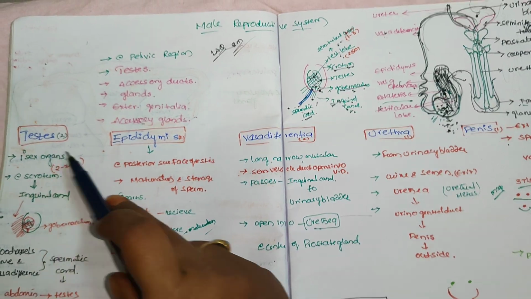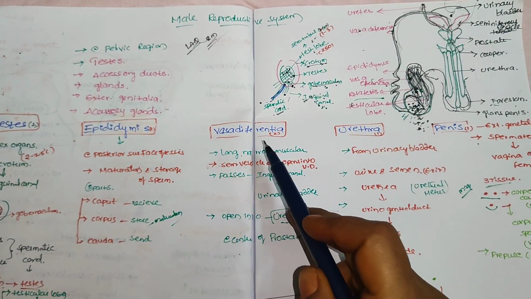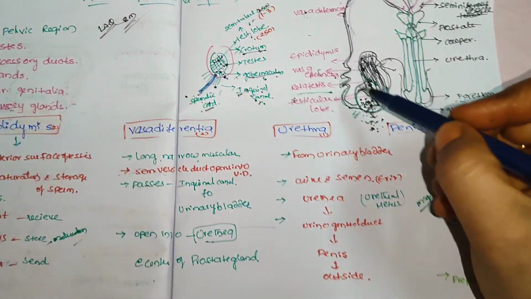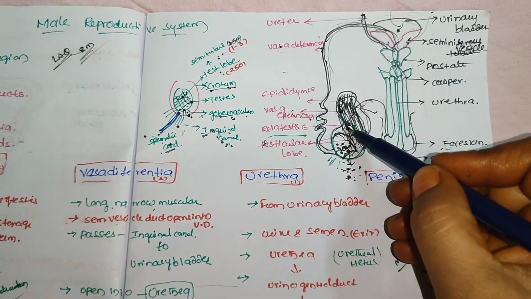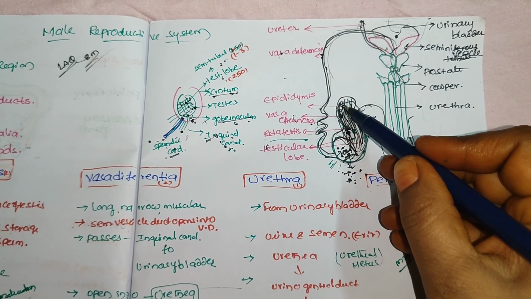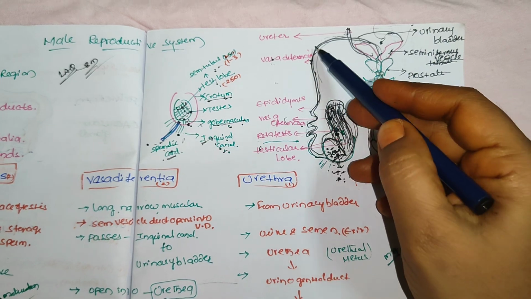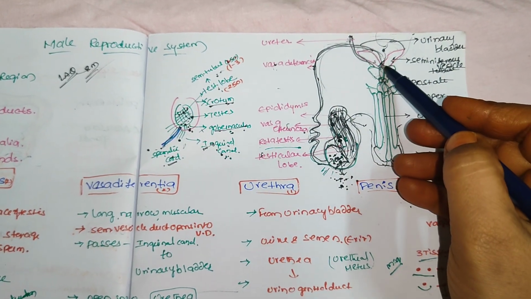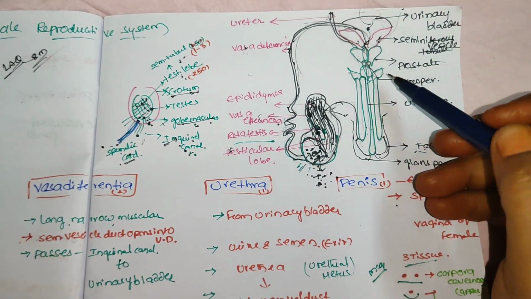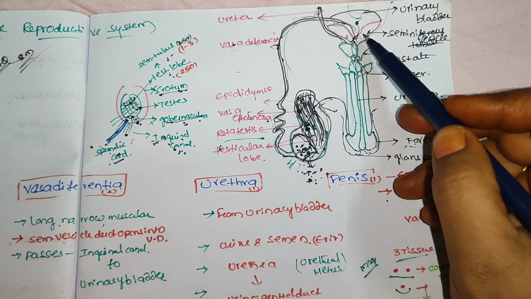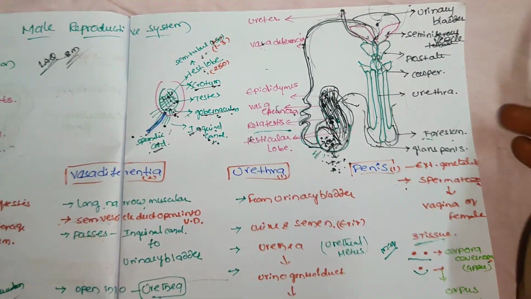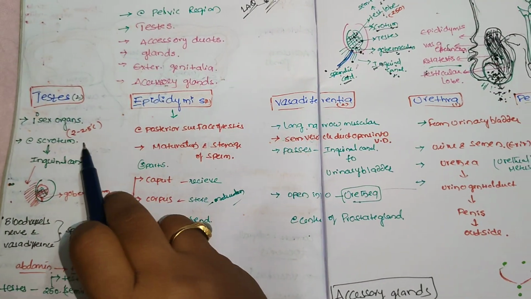It has a pair of testes, a pair of epididymis, a pair of vasa deferentia, and the urethra and penis. Here we have the testis, rete testis, vasa efferentia, epididymis and vasa deferentia. It leads into the urinary bladder, urethra and penis. We also have accessory glands: seminal vesicles, prostate gland and Cowper's gland. So the first part is the testis.